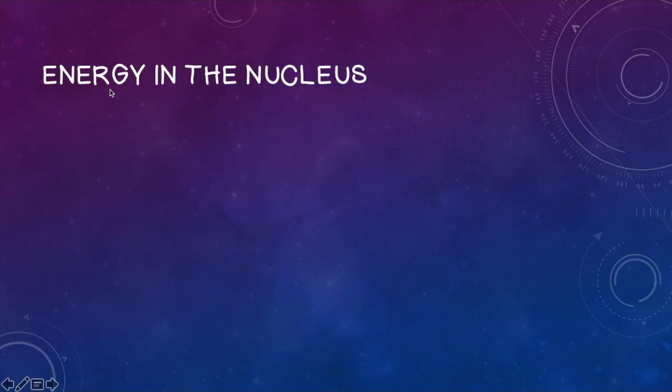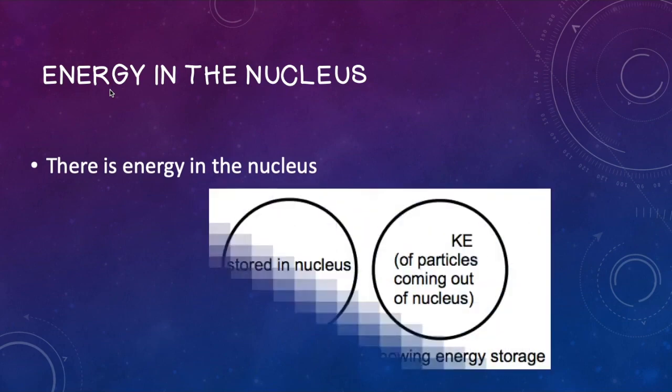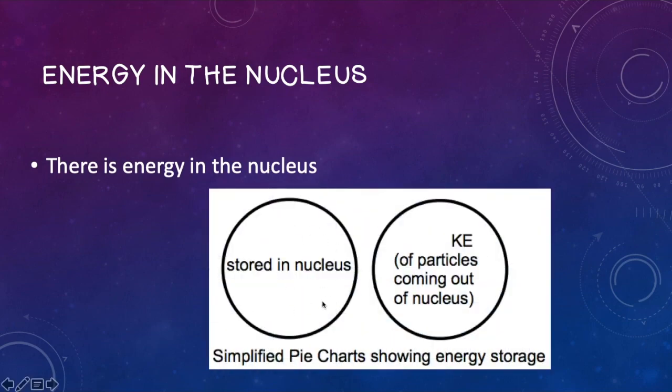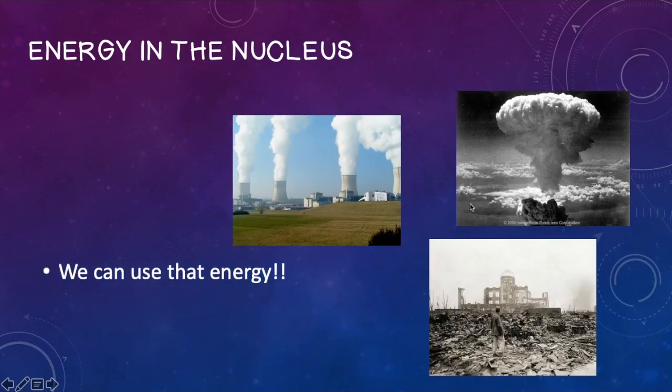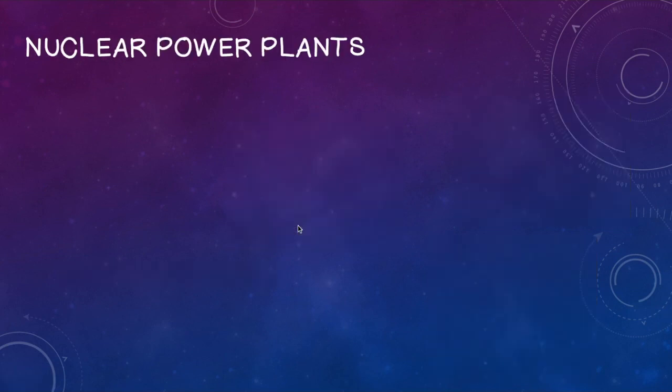All right. Let's talk a little bit more about how this is related to energy. There's energy stored in the nucleus, and if you can cause that nucleus to break apart, those particles will move, and that can produce kinetic energy. So we can use the energy in the nucleus for negative things like the atomic bomb, destruction, but we can also use it for good things like nuclear power. And that's what I want to talk about quick next.